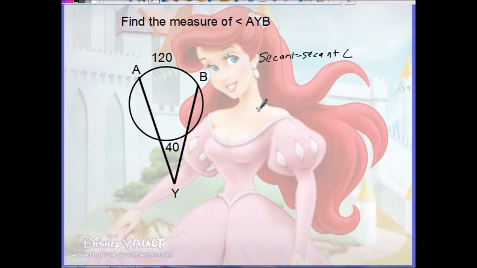Secant-secant angles get discussed a lot more in Chapter 10, but here's how we solve for those. I'm going to call that angle right here x. A secant-secant angle intercepts two arcs, a 120 arc, which is AB, and a 40 arc, which is down here. The way to find the measure of a secant-secant angle is to take 1/2 the difference of those angles. So 1/2 of 80 gives me a 40-degree angle. And that's how you would solve for that.